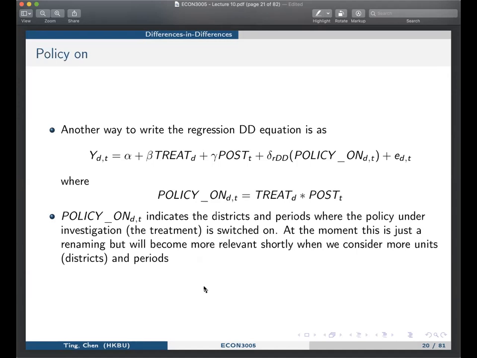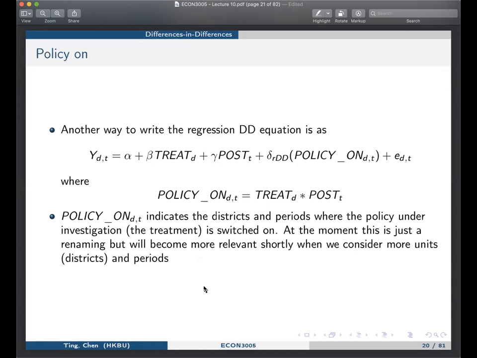We rename it. It's exactly the same as the interaction term, we're just renaming it as policy on.